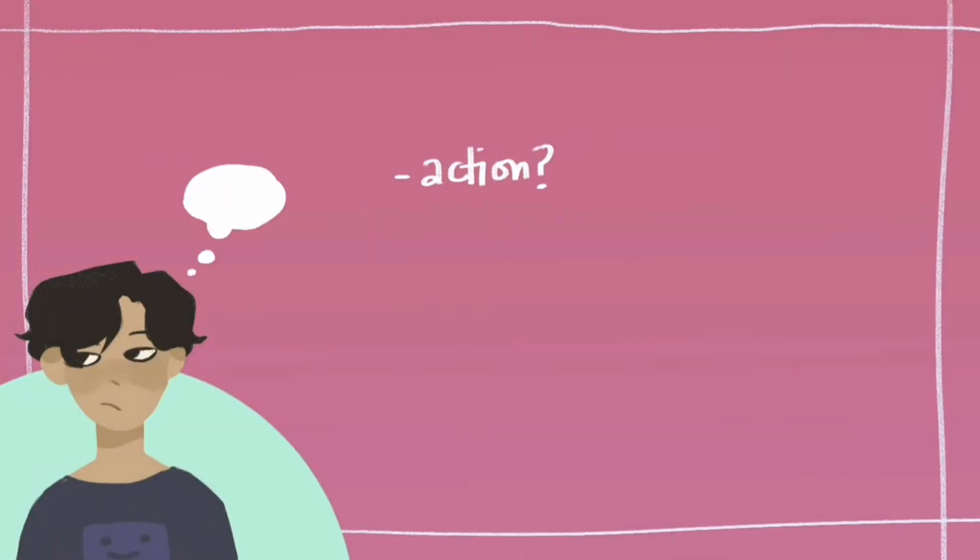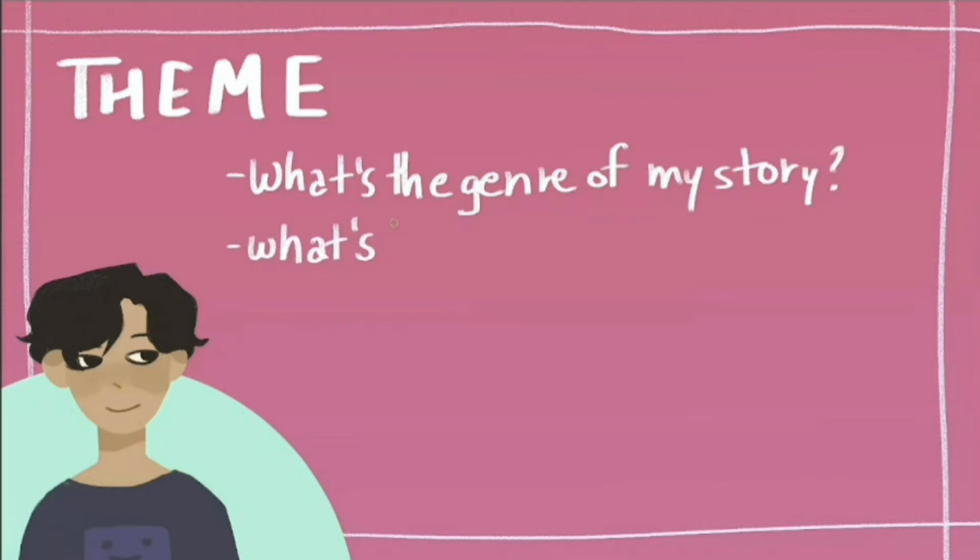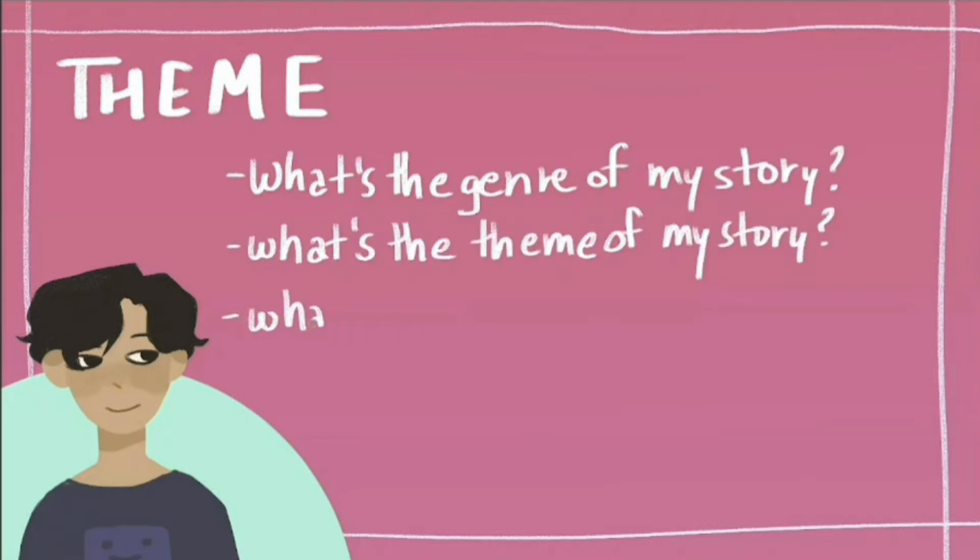The first thing that I would like you to ask yourself is what the story is about. Is the genre action, a romance, or perhaps something more abstract? Figuring this out can really help you find a direction for the illustration. Here are some questions that you can ask yourself. What's the genre of my story? What's the main theme of my story? And what do I want to show or convey?